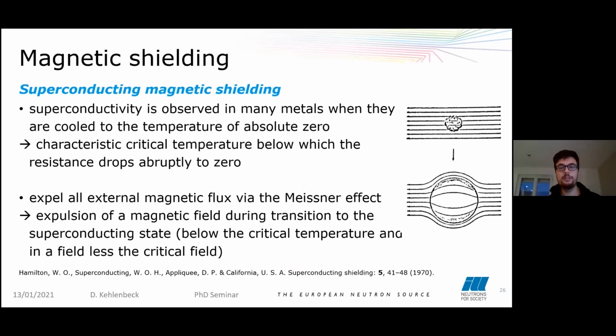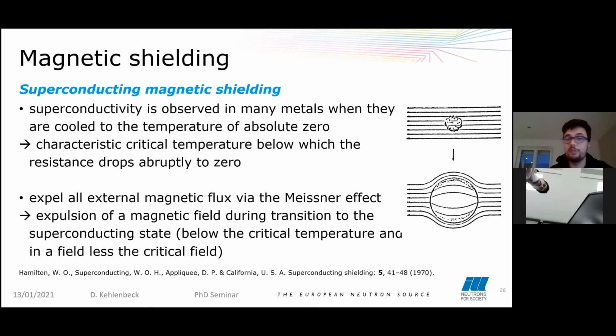The last way to shield magnetic fields is shielding via superconductivity. Superconductivity is observed in many metals when they are cooled to temperatures near absolute zero, and they have a characteristic critical temperature below which the resistance drops abruptly to zero. And they expel all external magnetic flux via the Meissner effect. The Meissner effect is an expulsion of a magnetic field during the transition to the superconducting state. This happens below the critical temperature and in a field less than the critical field.